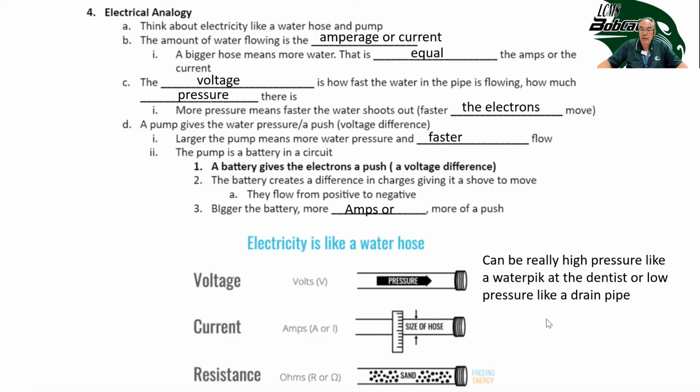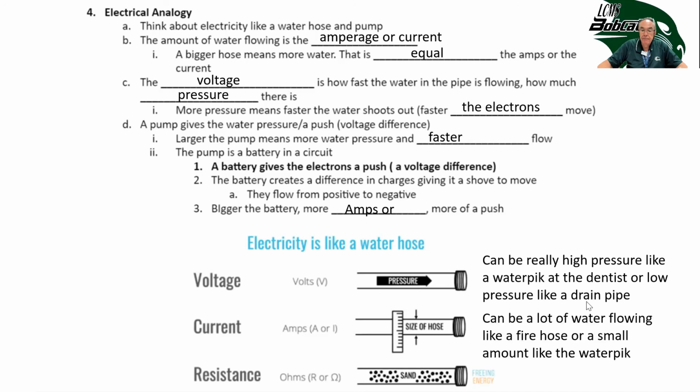Okay. So voltage can be really high pressure, like a water pick at the dentist, or low pressure, like a drain pipe. Okay. Current can be a lot of water flowing like a fire hose, or a small amount like a water pipe. Both of these could have high pressure. They both could have high voltage. They would have a different amount of current flowing. And then friction, the electric resistance, creates heat. And sometimes that's done on purpose, like those little coiled wires in blow dryers that heat up, or the coils on the stove.